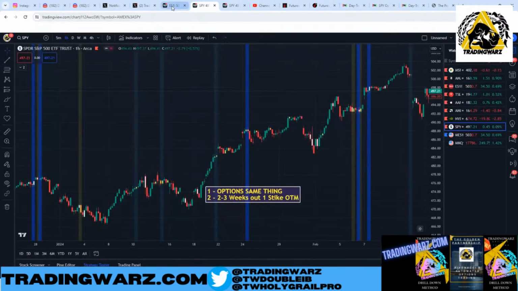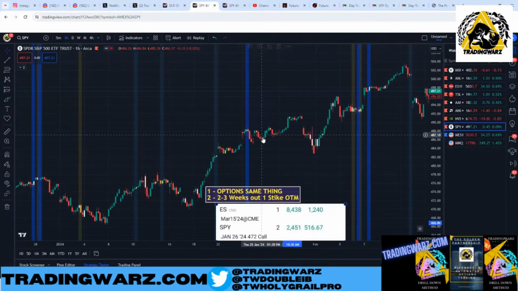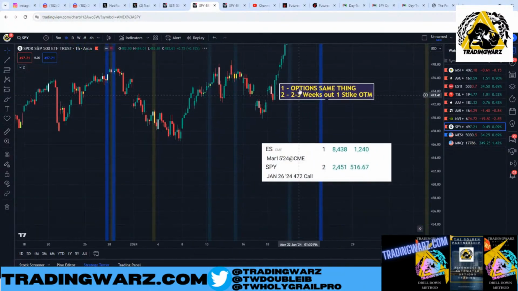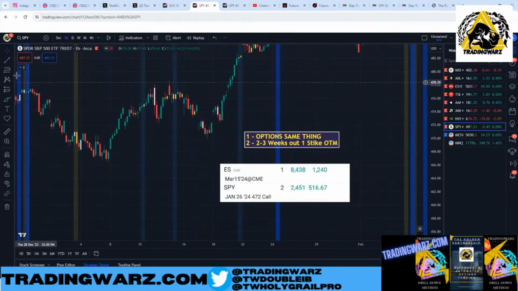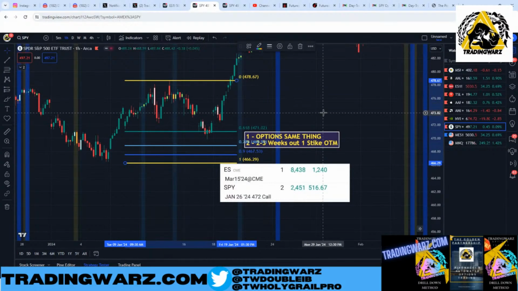So here's an example with options. I'm going to take this one right here. On this option play, this is the hourly chart for SPY, made 300%. It was the same setup that I just showed you, coming off of the low to the high. There was our 618, exactly the same thing. And because options have Greeks involved, those can actually multiply your profits. It can take you to the next level.